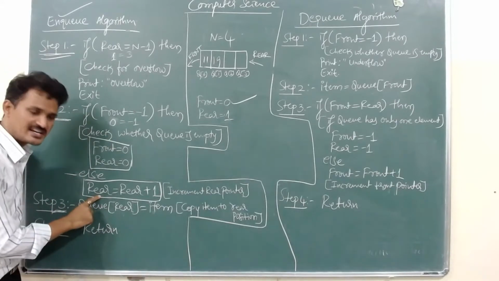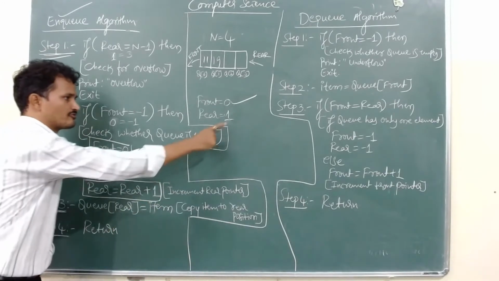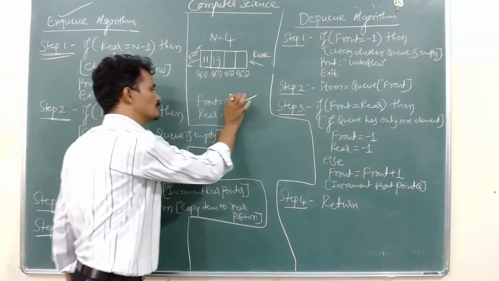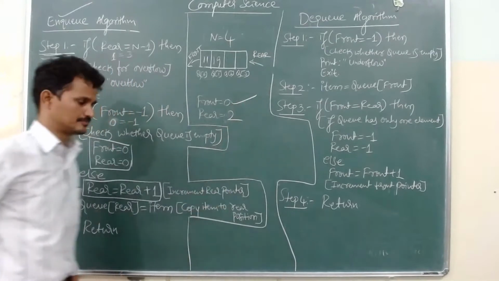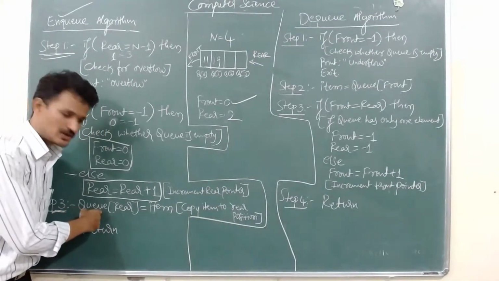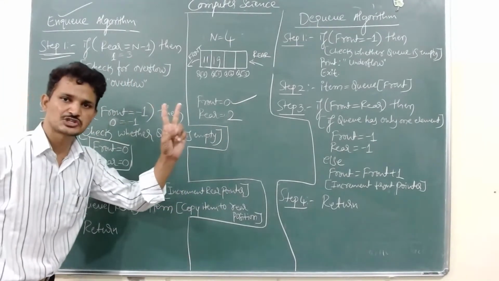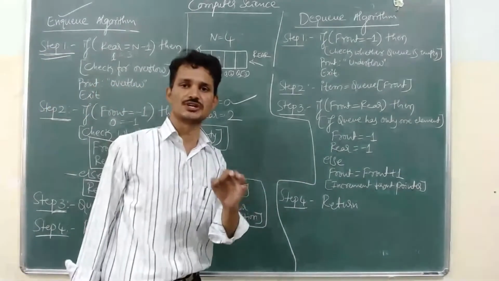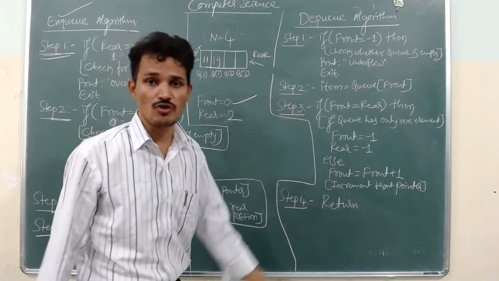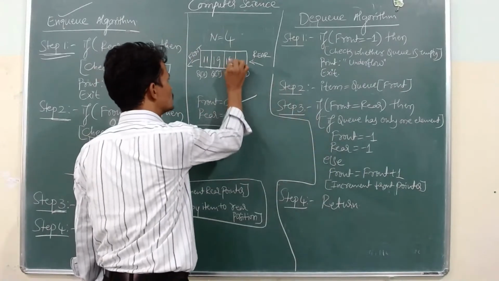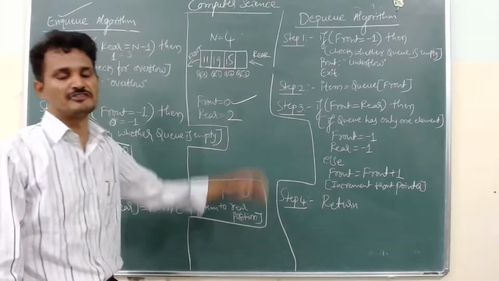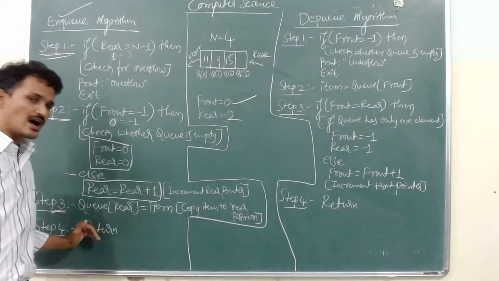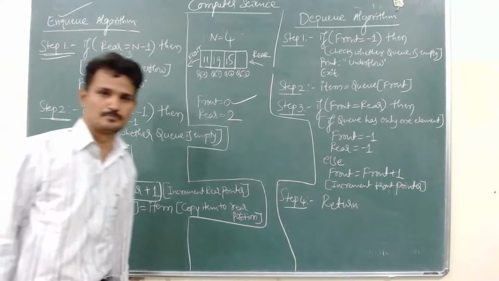That is rear is equal to rear plus 1. What is the value of rear? 1. 1 plus 1 is 2. 2 is assigned to rear. The next step 3. Q of rear means Q of 2. Q of 2 is equal to item. The third value which is given by the user will be stored in the location Q of 2. Say, for example, I am going to give the value as 15. 15 is stored in the location Q of 2. Then step 4, return. Again it goes to the beginning of the algorithm.